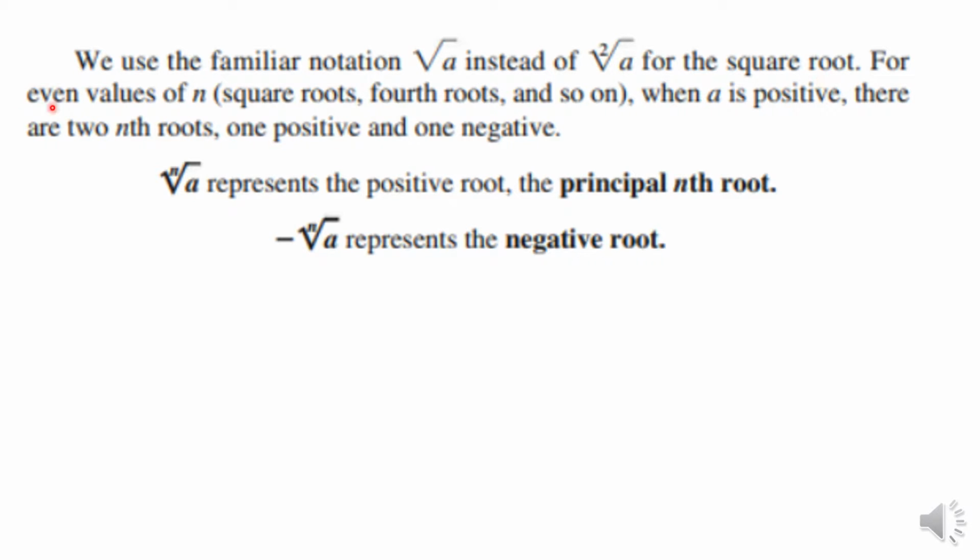So that means for even values of n, square roots, fourth roots, and so on, when a is positive, there are 2 nth roots. One is positive. This symbol is called the principal nth root, and for n even, that is always considered to be positive, or minus the nth root of a, which represents the negative root.